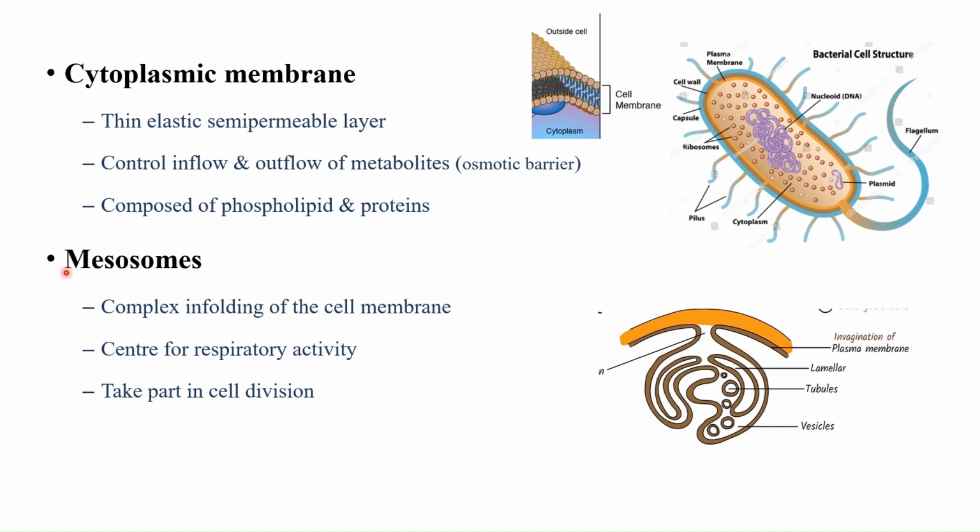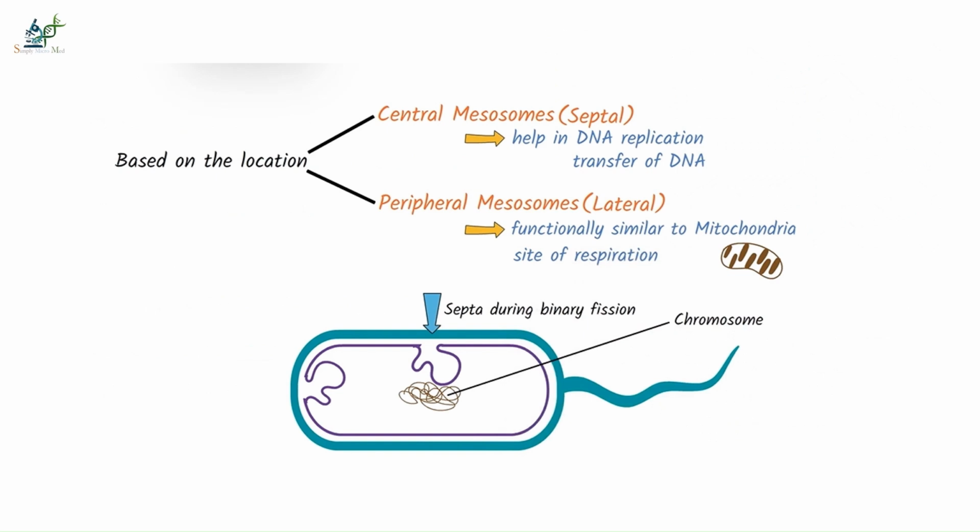Next, the mesosome. Mesosome is a complex infolding of the bacterial cell membrane. It is the center of respiratory activity, and it also takes part in cell division. Based upon location, the mesosome is divided into central mesosome and peripheral mesosome. The central mesosome helps in DNA replication and the transfer of DNA. And this is the peripheral mesosome, also called the lateral mesosome.